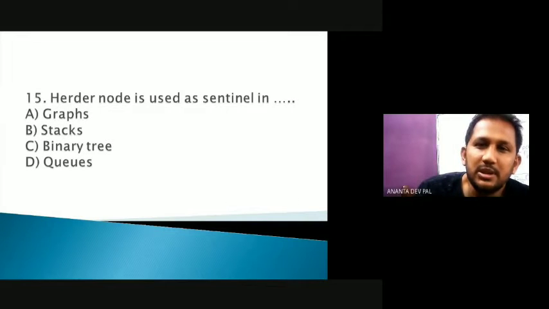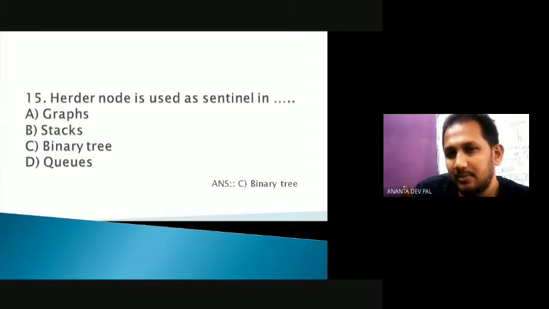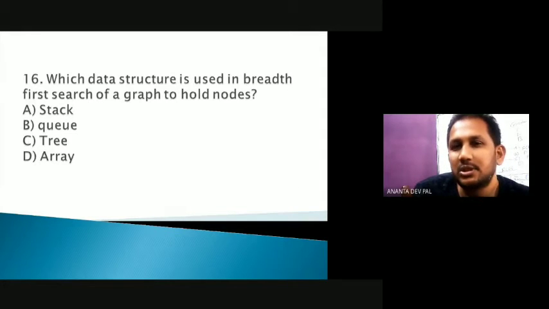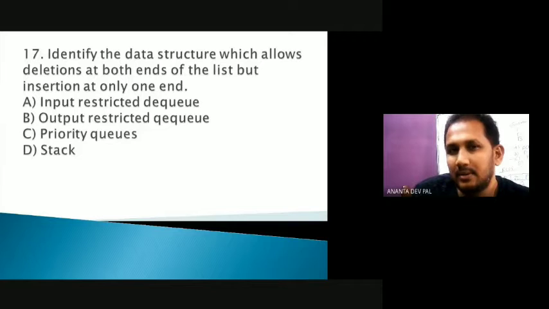Header node is used as sentinel in binary tree. Which data structure is used in breadth first search to hold nodes? That is queue. Identify data structure which allows deletion at both ends but insertion at only one end, that is input restricted deque.